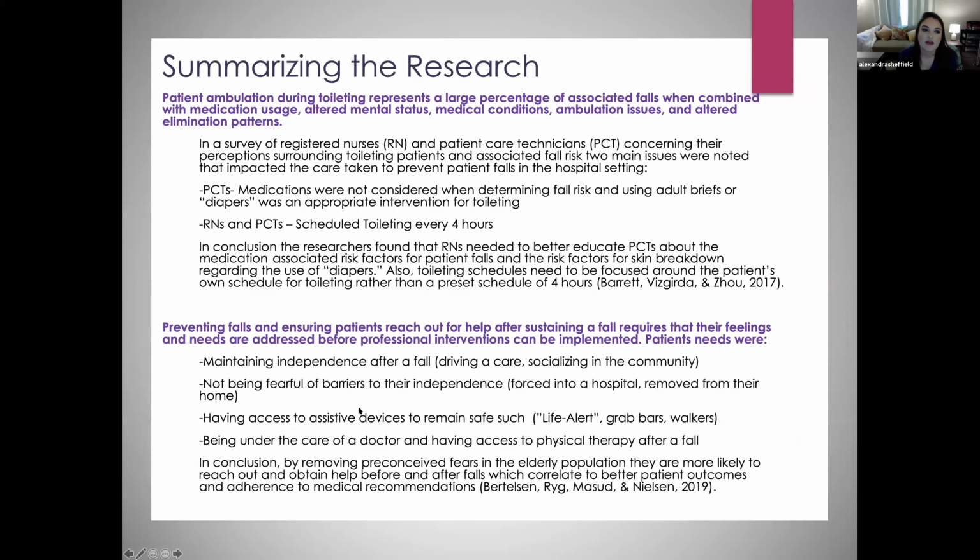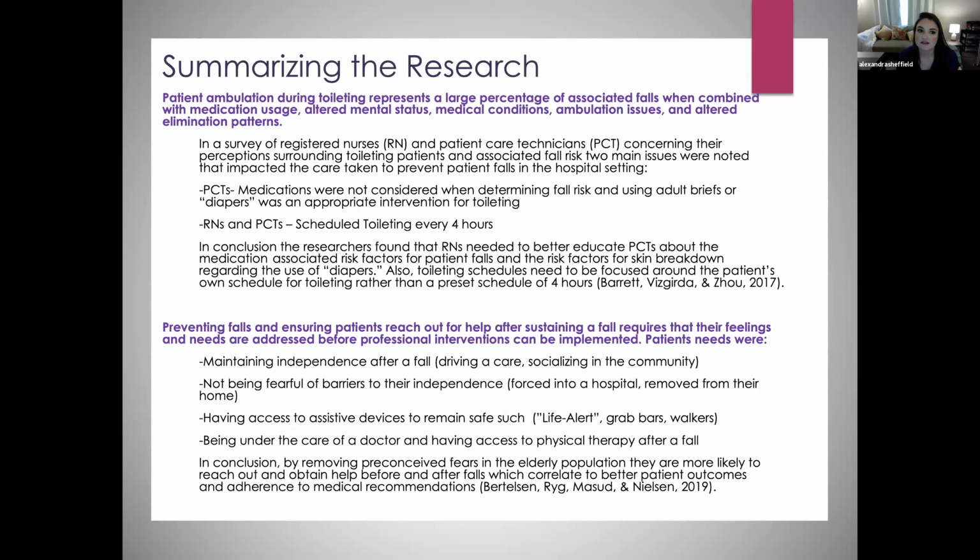Summarizing the research, patient ambulation during toileting represents a large percentage of associated falls when combined with medication usage, altered mental status, medical conditions, ambulation issues, and altered elimination patterns. In a survey of registered nurses and patient care technicians concerning their perceptions surrounding toileting patients and associated fall risk, two main issues were noted that impacted the care taken to prevent patient falls in the hospital setting.